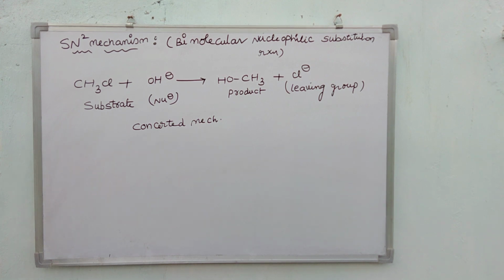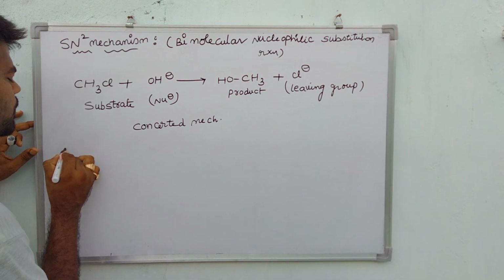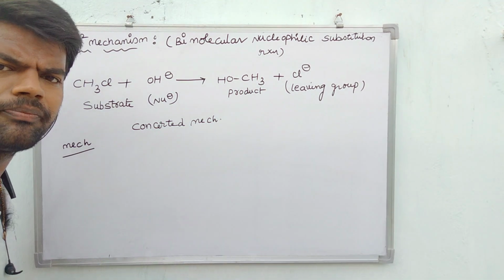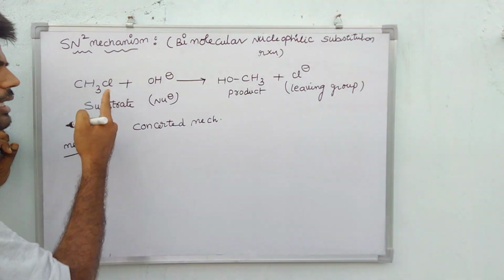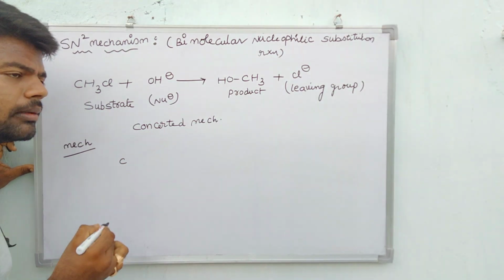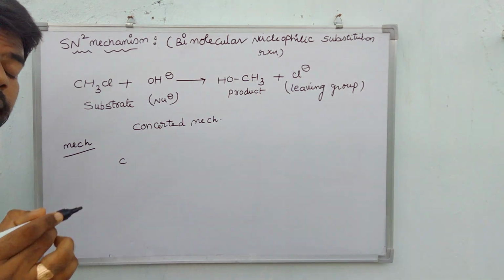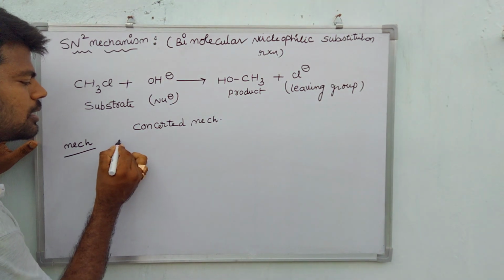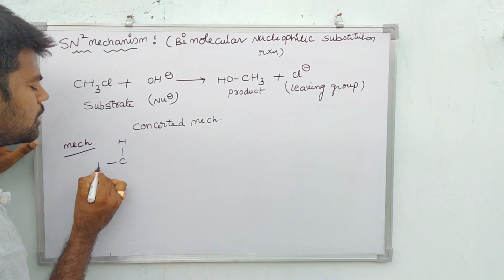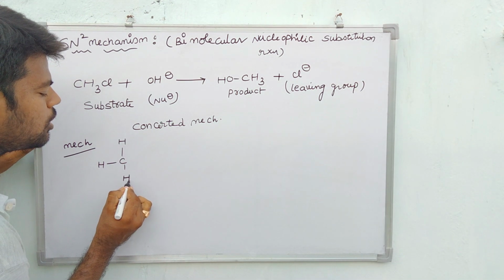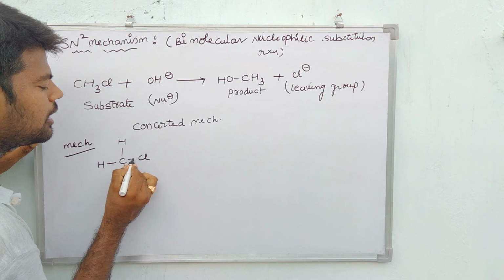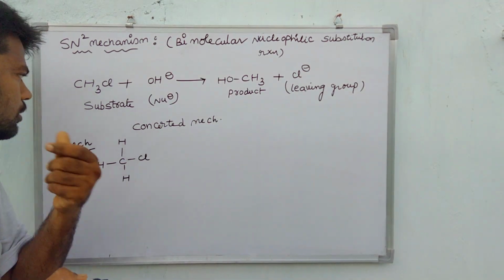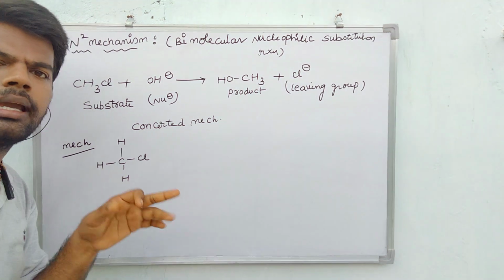Therefore, what will happen? Observe how this reaction takes place; it is explained using a mechanism. I take the substrate, with the first carbon atom. On the carbon, how many hydrogens are present? 3 hydrogens are present: this is the first hydrogen, this is the second hydrogen, and this is the third hydrogen. The carbon atom is also connected with a chlorine atom. This is the substrate we took initially.